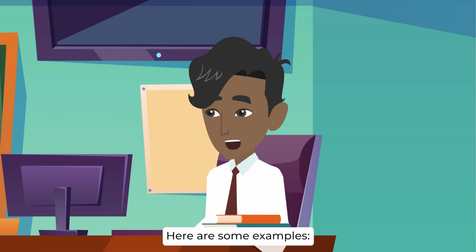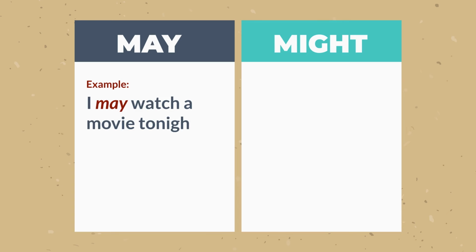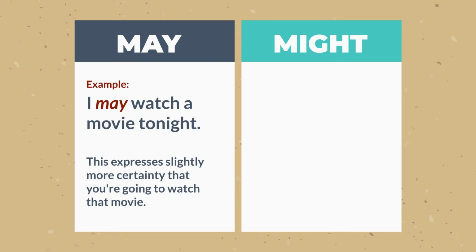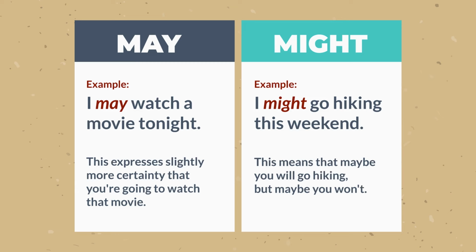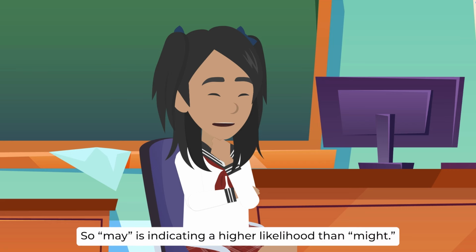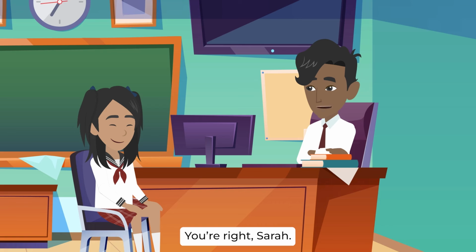Of course. Here are some examples. I may watch a movie tonight. This expresses slightly more certainty that you're going to watch that movie. I might go hiking this weekend. This means that maybe you will go hiking, but maybe you won't. So may is indicating a higher likelihood than might. You're right, Sarah. You're catching up so fast.